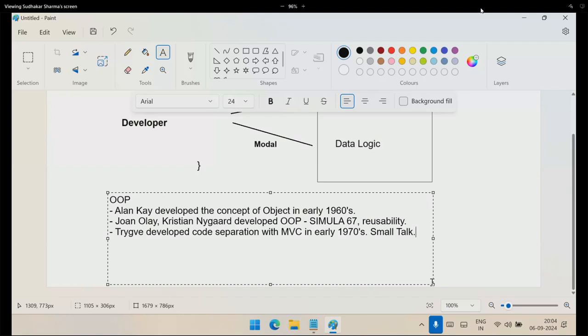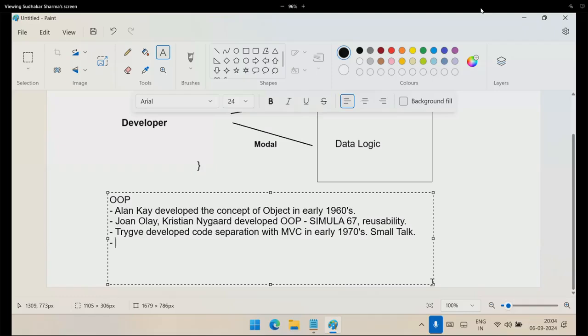MVC is a very popular framework in the modern generation. Java, .NET, PHP, Python, everybody uses this MVC framework, but it was from the early 1970s. It was originally designed for desktop applications, but now we are using it for the web. Java people use MVC by the name Spring. Python people use MVC by the names Django, Flask. .NET people use MVC by the names ASP.NET MVC, MVC Core. So technically, it is similar.